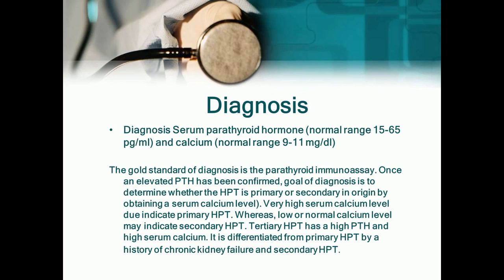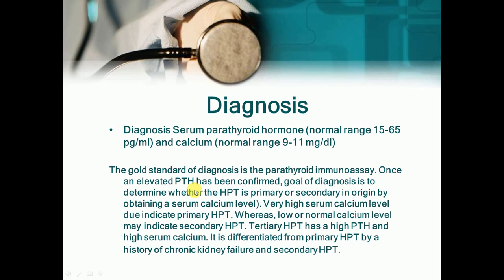Now, how can it be diagnosed? Diagnosis: serum parathyroid hormone, the normal range is 15 to 65 picograms per ml. Calcium: its normal range is 9 to 11 milligrams per deciliter. The gold standard of diagnosis is the parathyroid immunoassay.